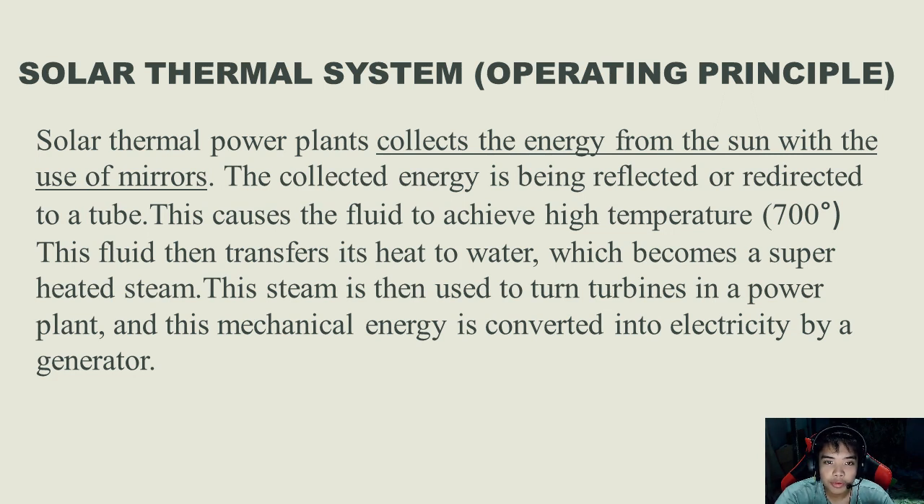So, yung ginagawa nila, may fluid doon, tapos kailangan mag-achieve ng high temperature, then yung fluid na to is to transfer yung heat to water, which becomes superheated steam. So, ito na start para umikot yung turbine to generate power. So, yun yung ginagawa or paano yung operating principle ng solar thermal system. So, next.